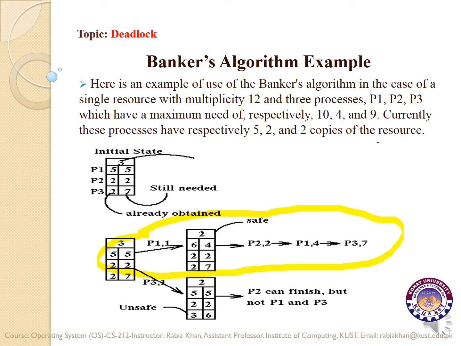P2 would complete its execution, utilize the resource, and would release 4 instances of the resource. These 4 instances would then be assigned to P1, whose demand would also be completed, and after utilization, it would release 10 instances of the resource. From these 10 instances, the demand of P3 can be completed, who requires 7 more instances of the resource, and hence the system stays in safe sequence.